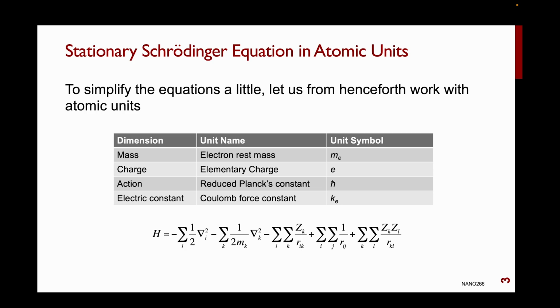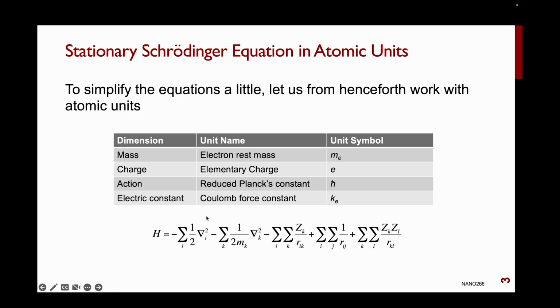I'm going to use what are called atomic units. Atomic units are basically units where your units of things like the mass, charge and action are actually based on things like the elementary electron charge and the electron rest mass and so on and so forth. When you use atomic units, your Schrodinger equation simplifies considerably. So you'll see that this is still the same equation as before, but in atomic units.